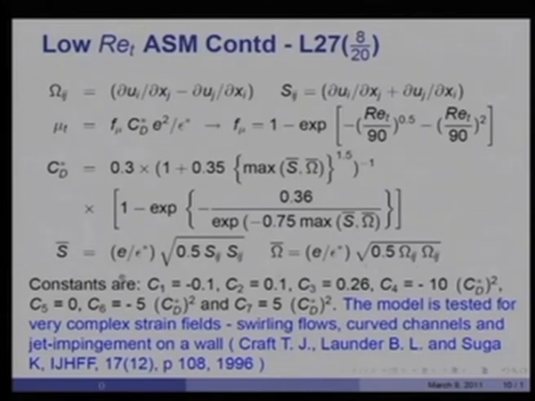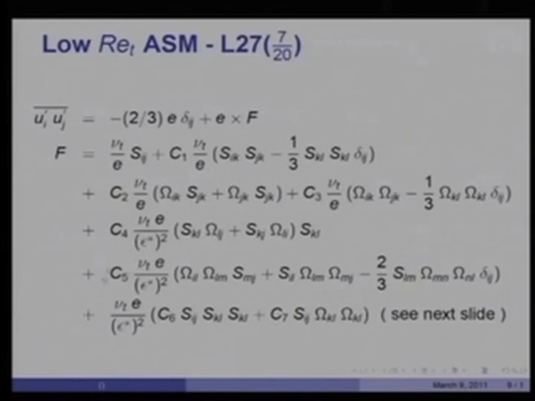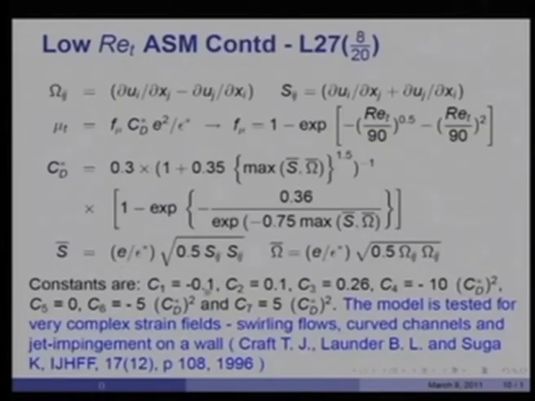So, the constants that were introduced earlier, C1, C2, C3, C4, C5 are given here. C1 is minus 0.1, C2 is 0.1, C3 is 0.26. All these constants were derived from numerical experiments by Kraft, Launder and Suga at the University of Manchester in 1996, and the model is tested for very complex strain fields like swirling flows, curved channels and jet impingement on a wall.